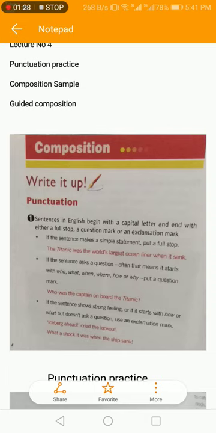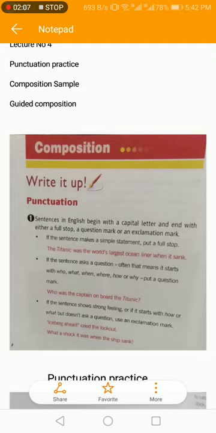If the sentence makes a simple statement, put a full stop. It means that if the sentence is a simple statement, then we have to put a full stop. For example, we have a sentence here: The Titanic was the world's largest ocean liner when it sank. So it's a simple statement. At the end we put a full stop because it's a simple statement about the Titanic.